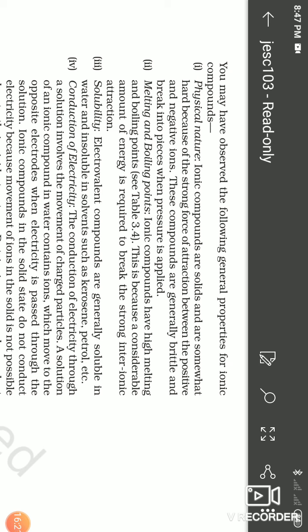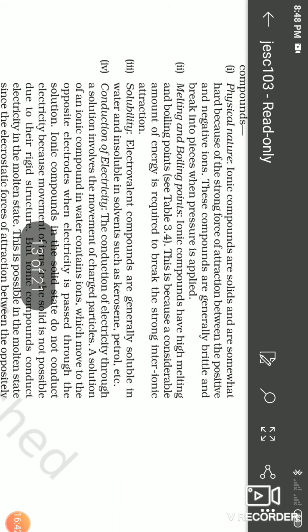These compounds are generally brittle and break into pieces when we apply pressure. We know that when we apply pressure on salt, the salt breaks into fine pieces, crystalline in nature.